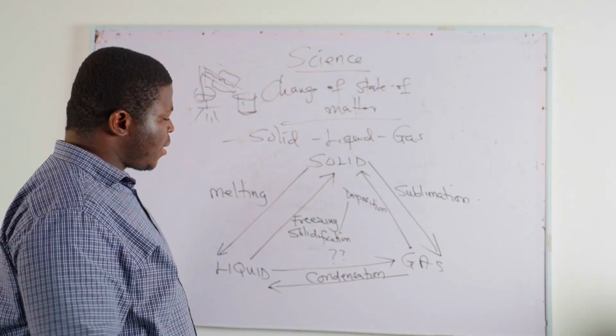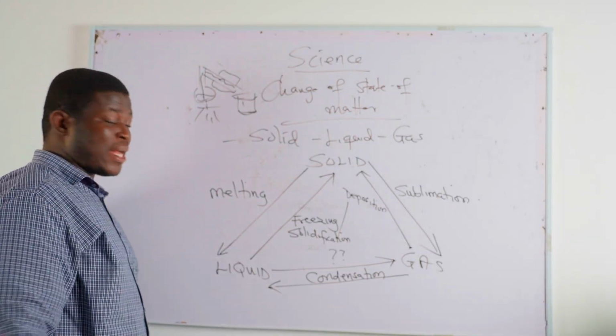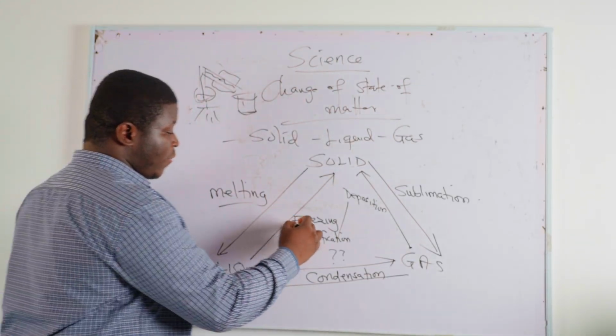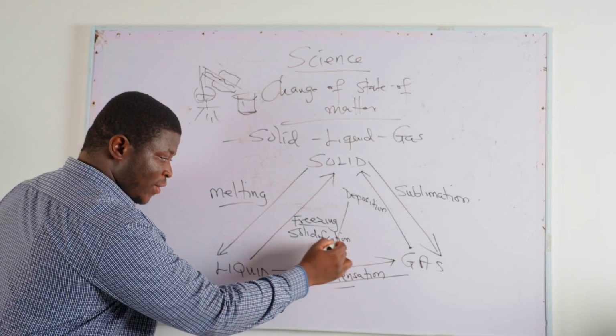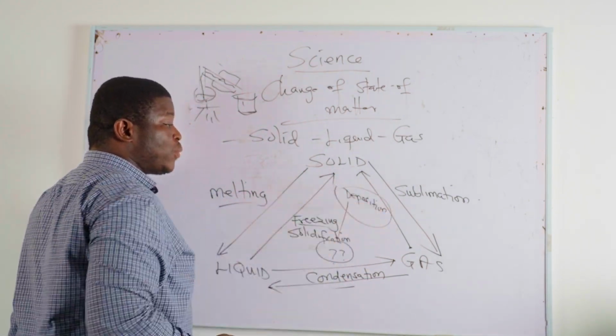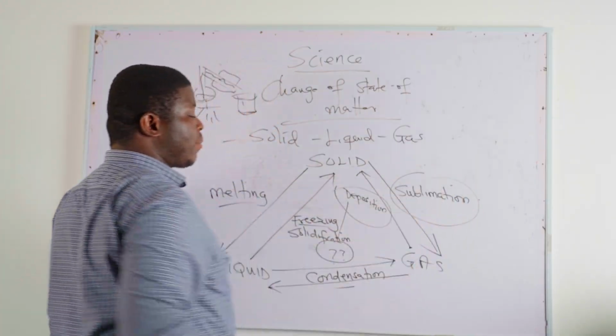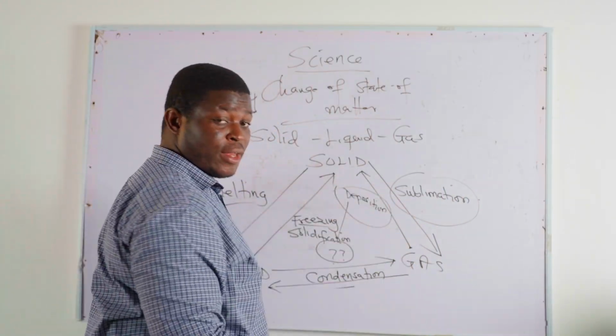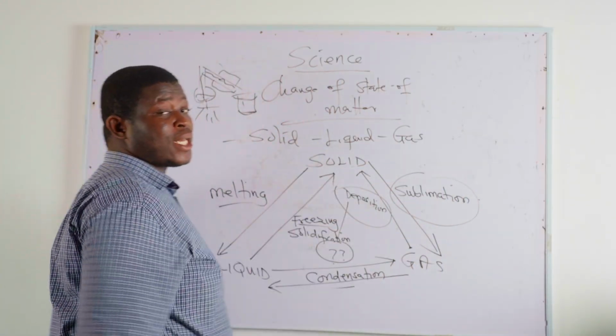So these are the main changes of state of matter. So we looked at melting, we looked at freezing, condensation. I've left this one for you to write your answer in the comment section. So we've also looked at deposition. We've also looked at what? Sublimation. So these are the 5 main changes of state of matter that we have.